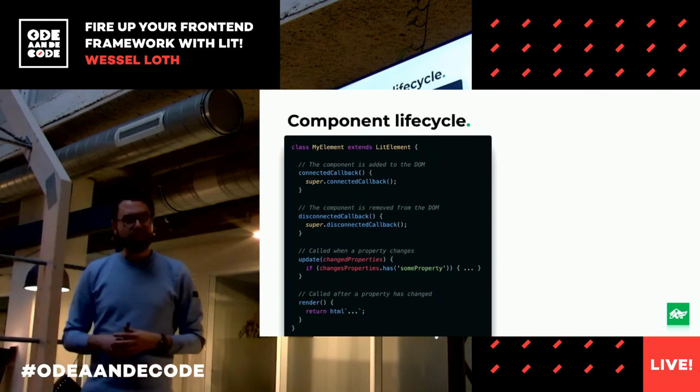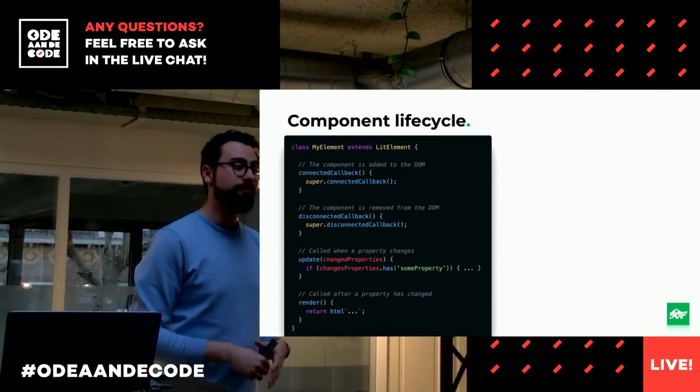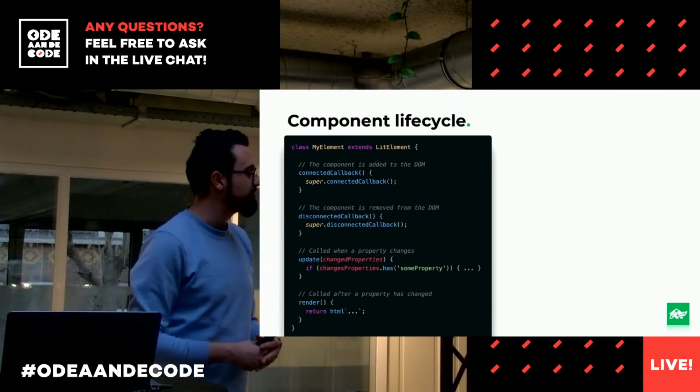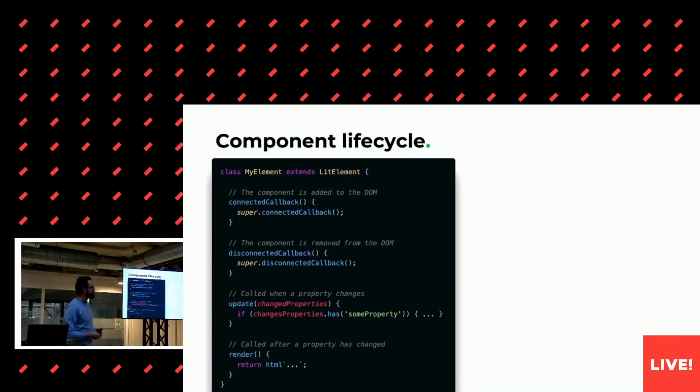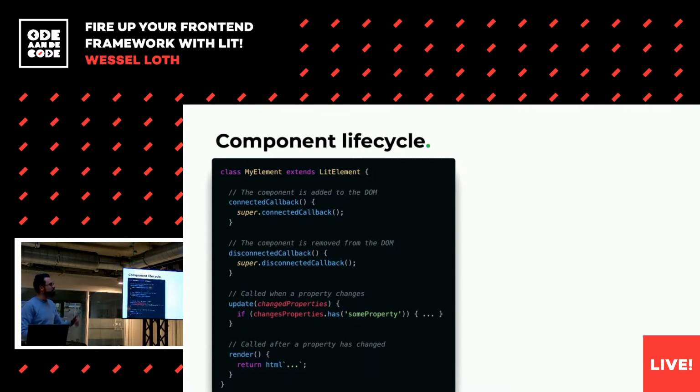Now let's take a look at the component lifecycle, because of course every component system needs some sort of lifecycle for you to do stuff. There's the connected callback here on top. That's basically the web component way of saying, hey, when this component is added in the page, execute some logic. So here you would execute your API calls, fetch some data, read something from local storage.